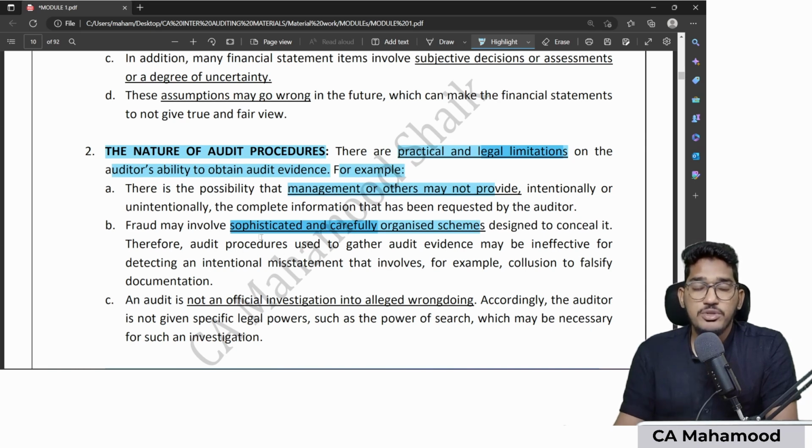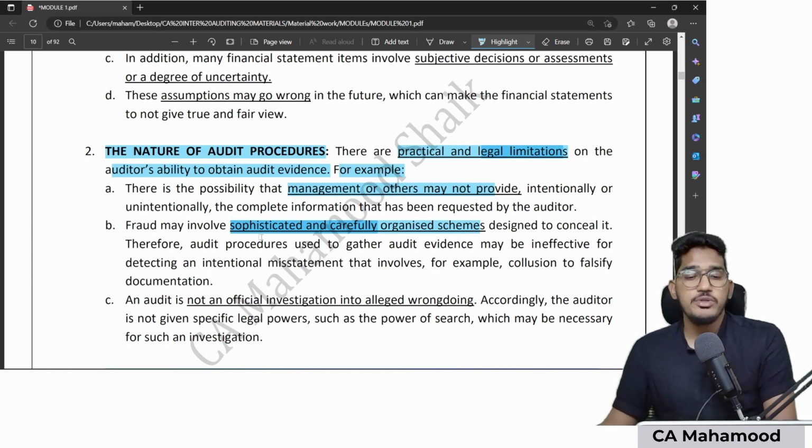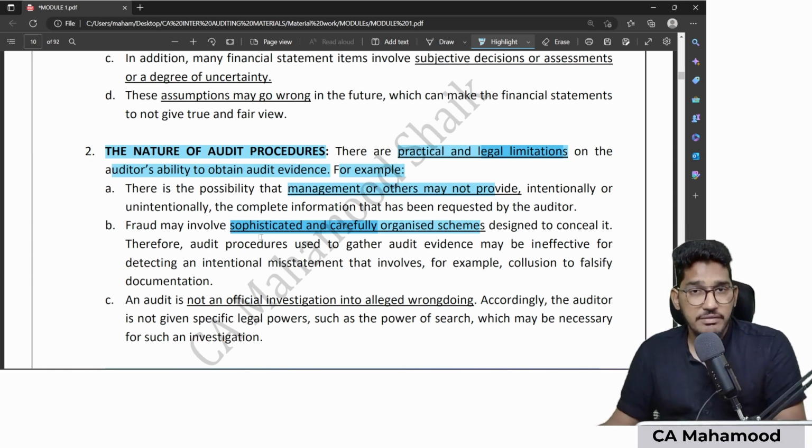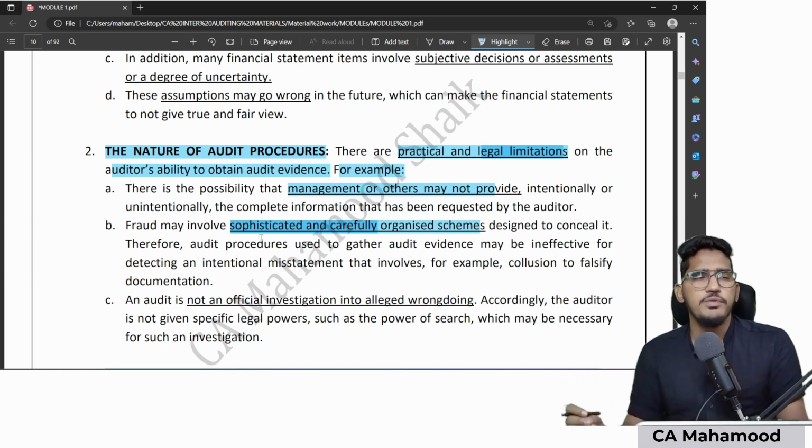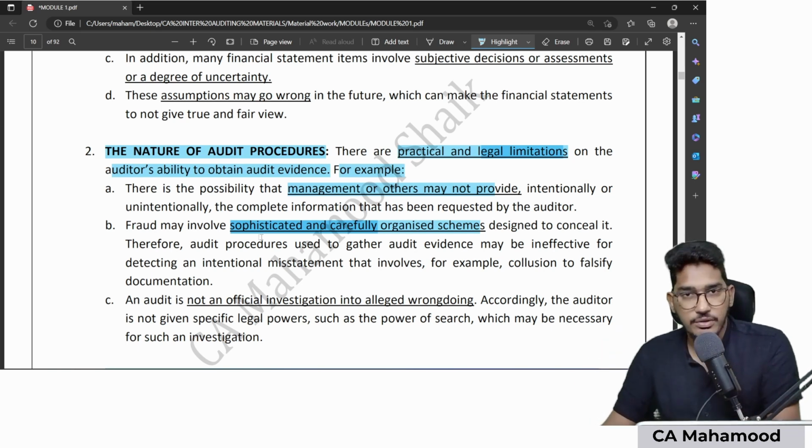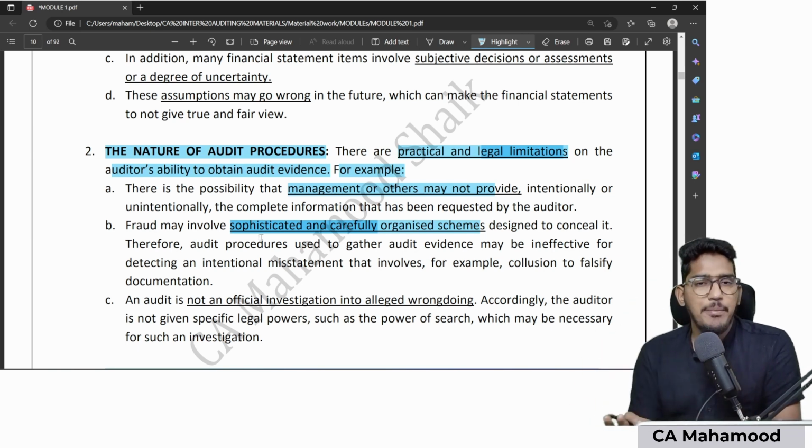So whatever audit procedures you perform to gather audit evidence, those normal audit procedures might not be able to gather evidence regarding frauds which are sophisticatedly and very carefully carried out. Like the PNB scam happening over the past few years. Don't you think auditors were able to find it out? Might not be. Why? Because the fraud might be carried out in a sophisticated and very careful manner. So even the auditor, after putting in all their efforts, is not able to find it out.